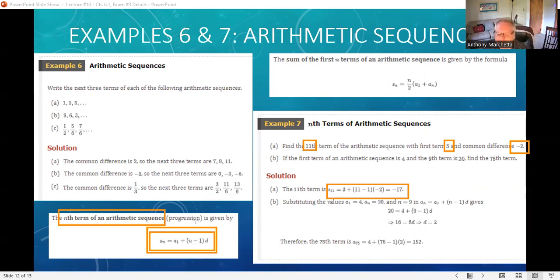Okay. The next one, part B. If the first term of an arithmetic sequence is 4, and the 9th term is 20, find the 75th term. Now that's really quite a stretch. But if the first term is 4, and the 9th term is 20, I should be able to find out what the common difference is. And if I can find the common difference, then I can find the 75th term. So take a look at this.